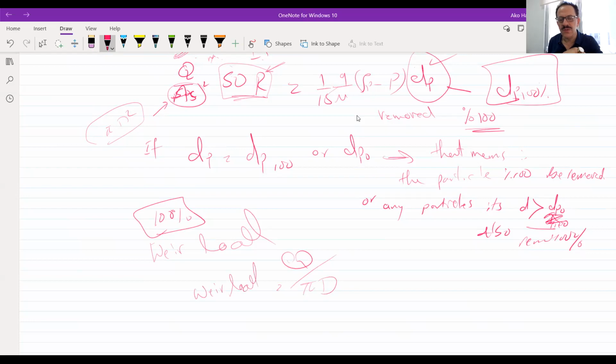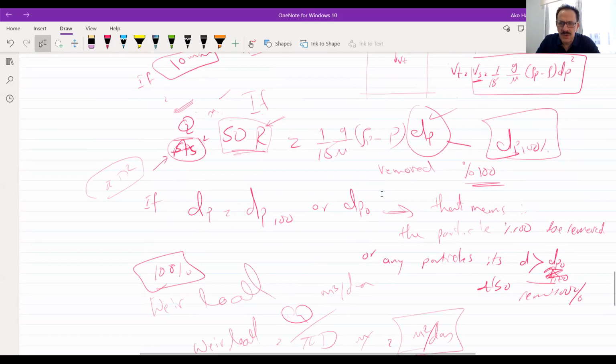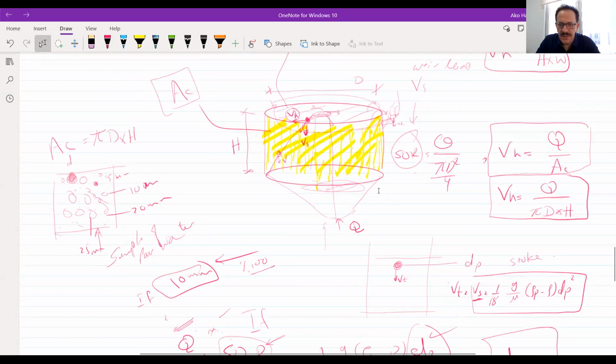Weir loading usually will be meter cube per day divided by meter, so usually it will be meter square per day. Now also we have specific standard numbers for the weir loading. So you have to check whether the weir loading is within the standards or not. Now, what other things do we have?